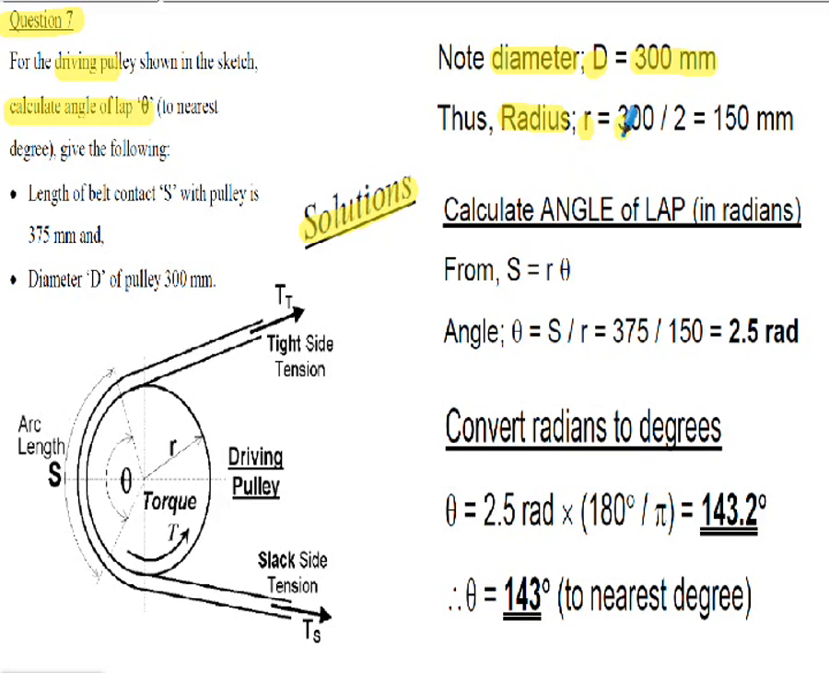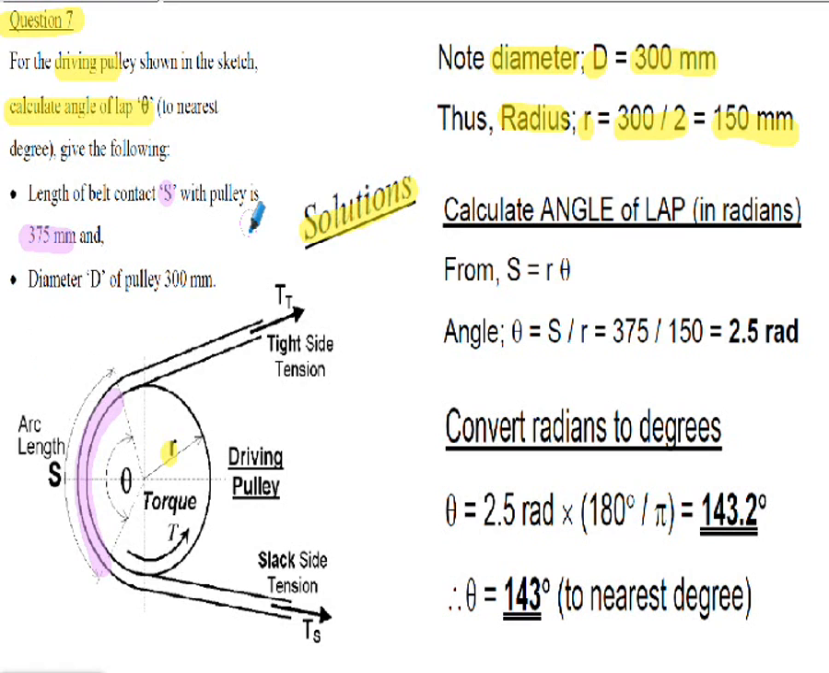So r is equal to the diameter divided by 2. So 300 divided by 2 is 150 millimeters. We've got our value of r now for the problem. So now from the question we are given the arc length S, which is 375 millimeters. So that's this value around here. It's S value 375 millimeters. That's the contact of the belt with the pulley.